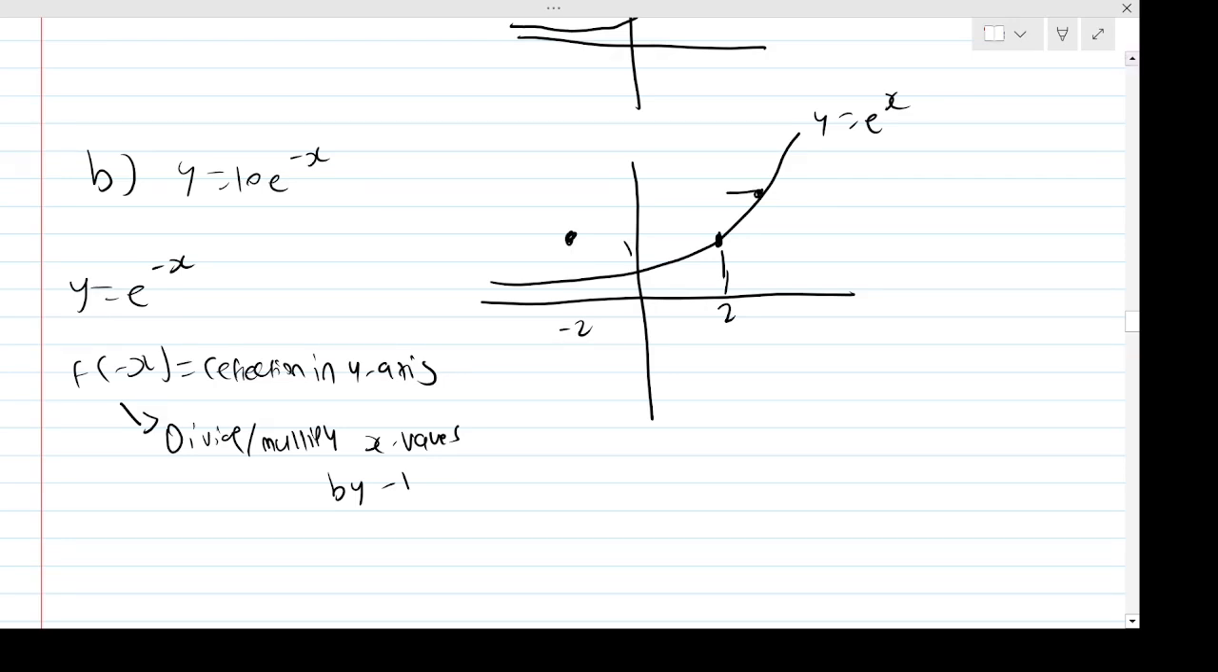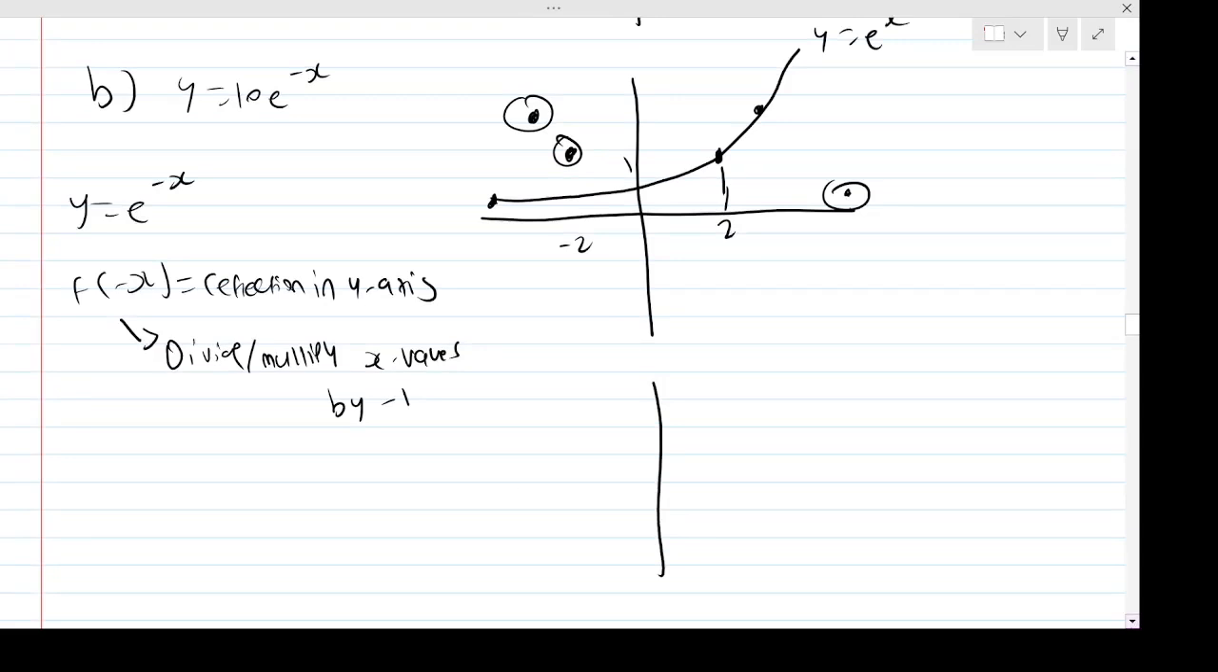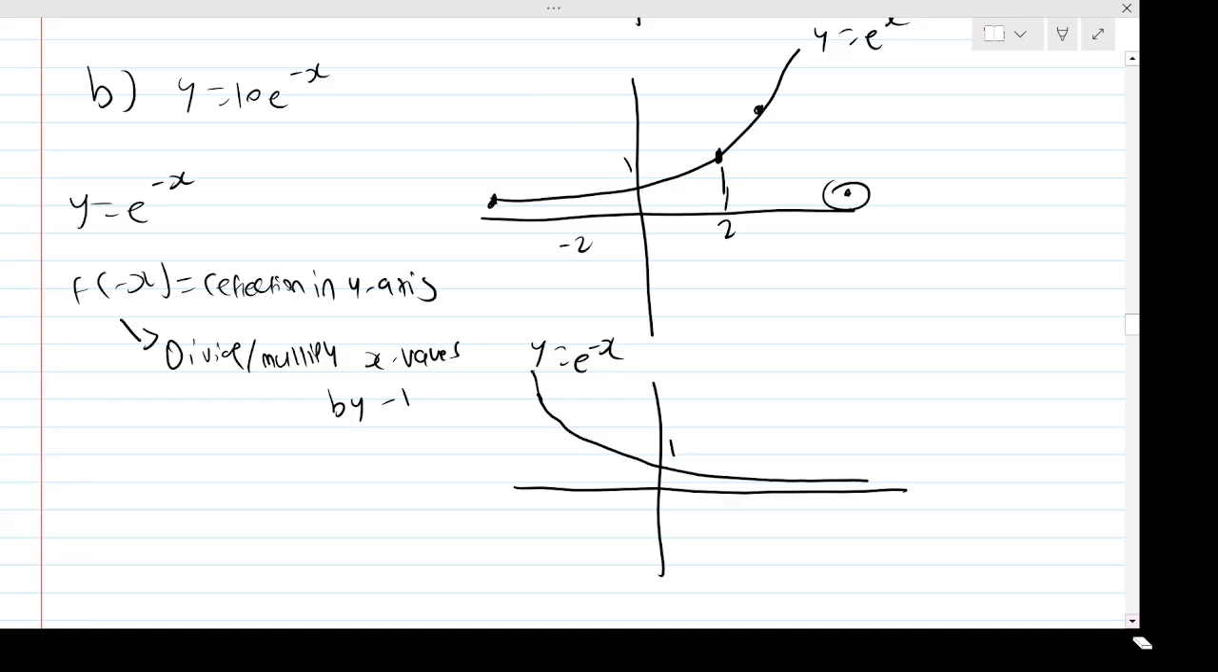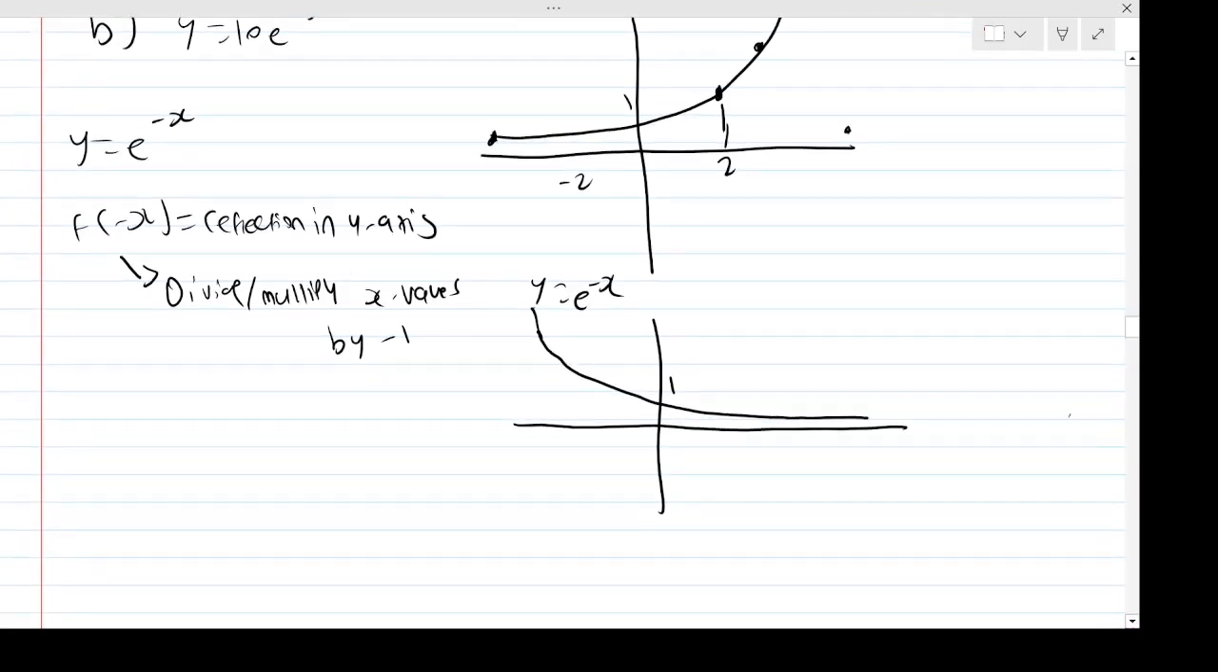Again, this point here would then move to somewhere here, just simply across the y-axis, and then you can spot it will indeed be a reflection in the y-axis. And then let's say this point here would move somewhere there. So if I plot these 3 points, then the curve would look something like this if it's reflected, right? Okay, so that would be y is e to the minus x, and again that will still be 1 there, but there we are. Okay, now we don't want e to the minus x, we want 10 e to the minus x. So y is 10 e to the minus x.